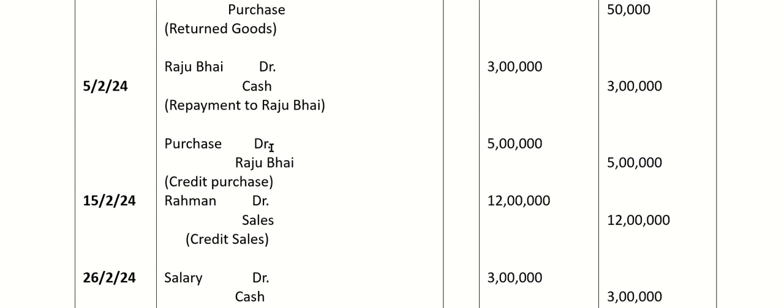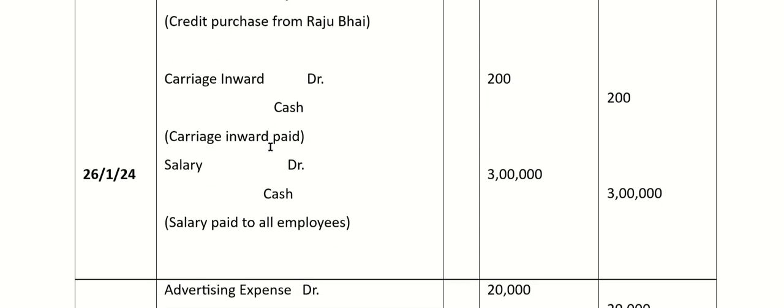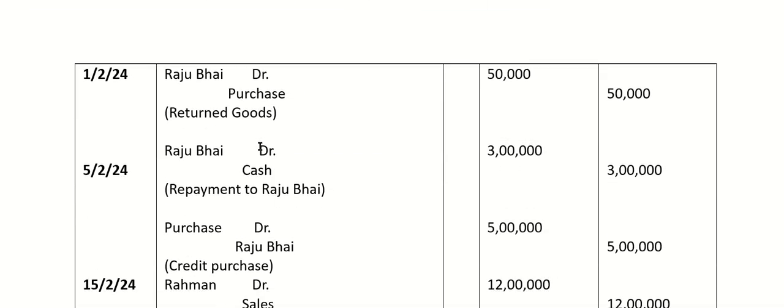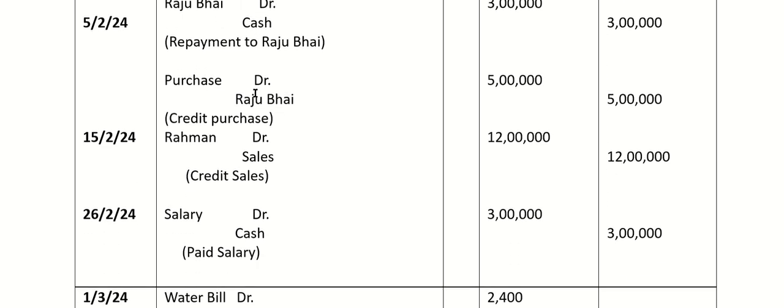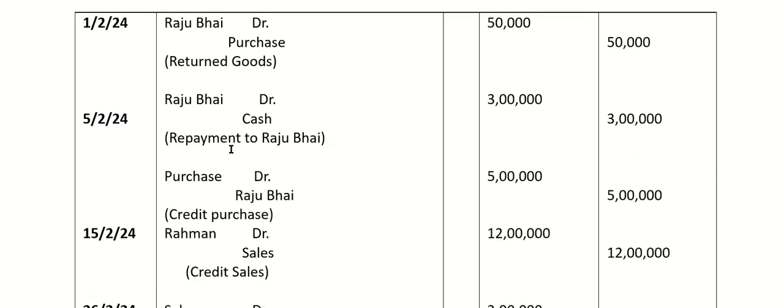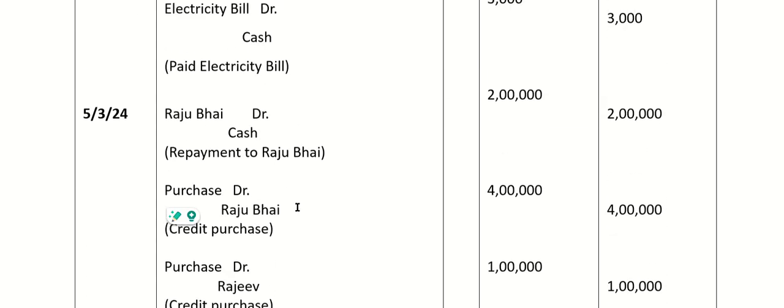Okay, now we are moving on. We have written till February. Anything else related to Raju Bhai? Raju Bhai related to purchase, Raju Bhai related to cash, anything else? Yeah, once again, we have made a purchase from Raju Bhai. It is purchase account related to Raju Bhai. So the Raju Bhai account is credited here.